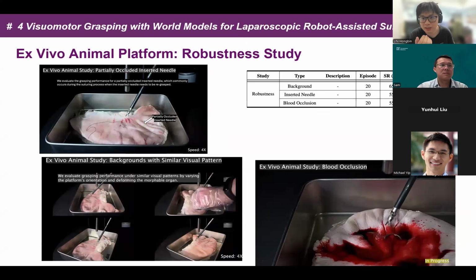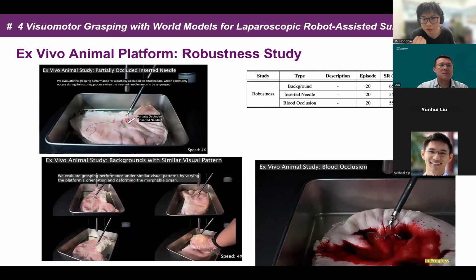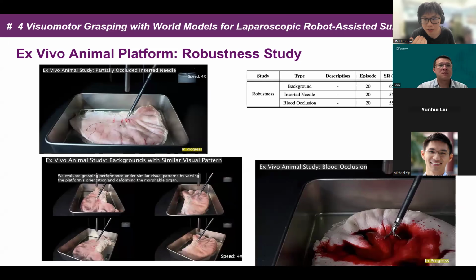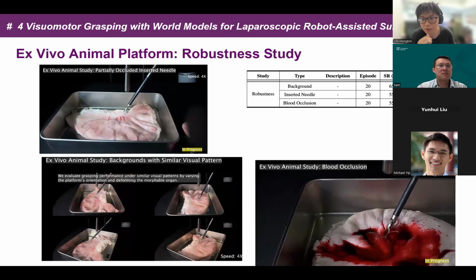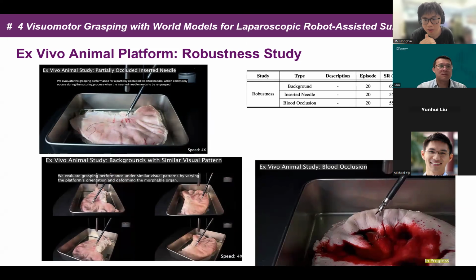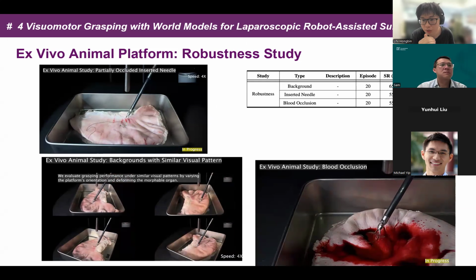For the robustness study, we evaluate three types of disturbance: the background, inserted needle, and the blood occlusion. For the background disturbance, we vary the background height by adjusting the platform orientation and deforming the movable organs. As a result, the background can be changed. For the disturbance of the inserted needle, the needle is partially inserted into the tissue of the porcine stomach. For the blood occlusion scenario, we partially submerge the needle in the blood on the surface of the porcine stomach.